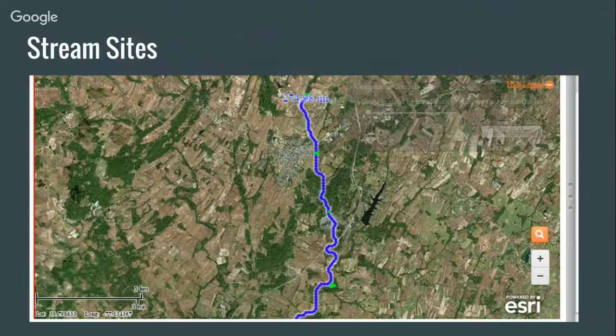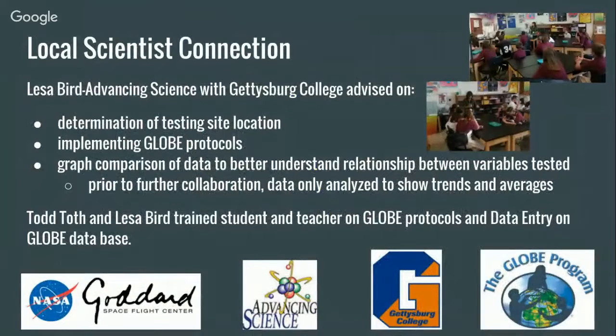This is a FieldScope map of the stream sites I tested. I was originally going to test different sites along Conewago Creek, but it was very hard to access those sites. So after consulting with Miss Bird from Gettysburg College and Advancing Science, I chose to evaluate Rock Creek instead. Miss Bird trained me as well as my class on how to use GLOBE protocols and the equipment. Mr. Toth trained Miss Bird and my teacher on GLOBE protocols and data entry on the GLOBE database.